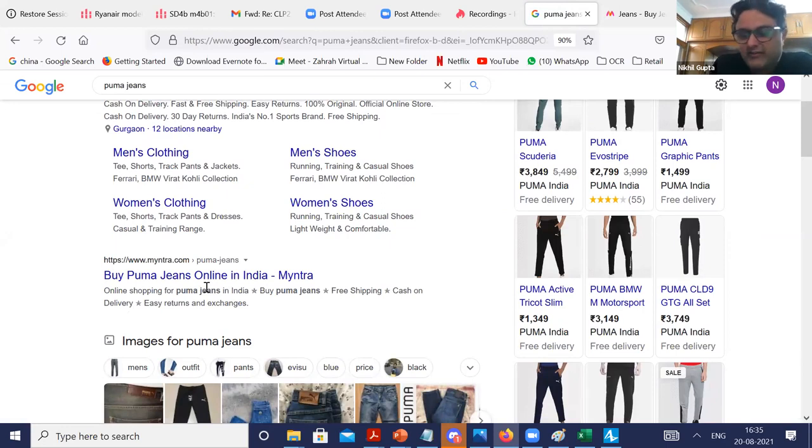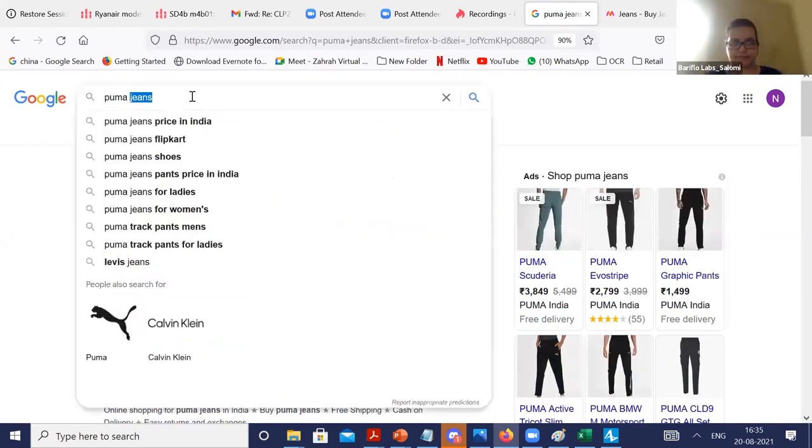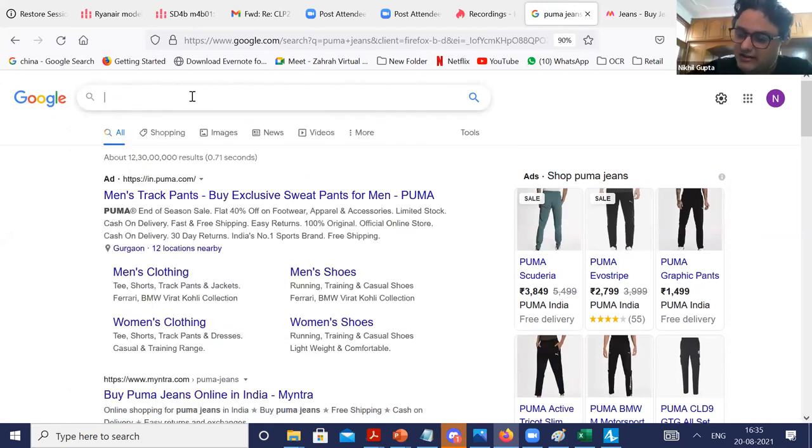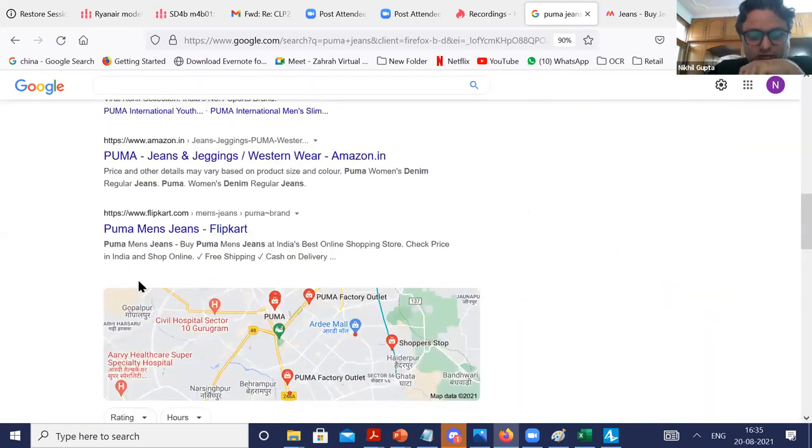So it is very generic value. You can make out: Puma jeans in India, buy Puma jeans, free shipping, cash delivery, easy returns. So this is generic. It is nothing to do with jeans. Yes or no? Yes, because Myntra. But when I wrote Levi's, iconic styles, yet modern. So they combine two physical attributes, the legacy and the modern, together. So it becomes very, very clear if you're observant, right?